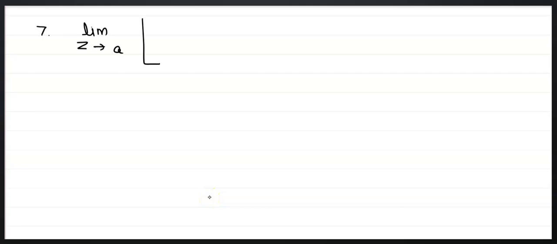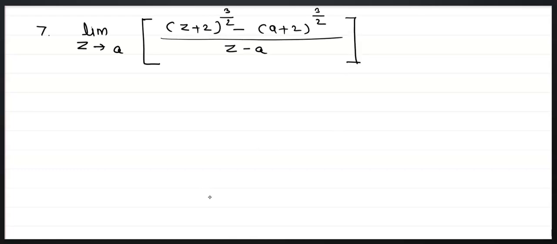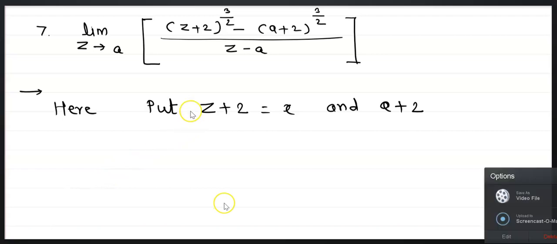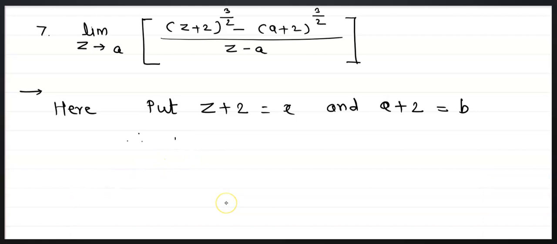Number 7. Limit z tends to a, (z plus 2) raised to 3 by 2 minus (a plus 2) raised to 3 by 2 upon z minus a. Now this is again an important problem, because here we have two substitutions. That is, we take z plus 2 equals x, and a plus 2 equals b. Now when z tends to a, then you will get a plus 2, see this here, equals b.